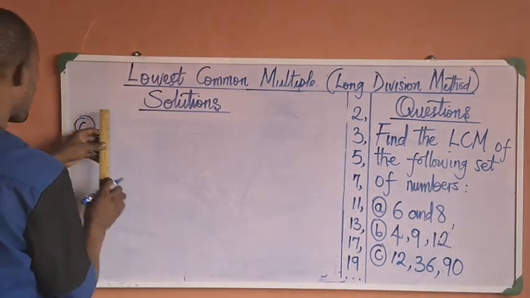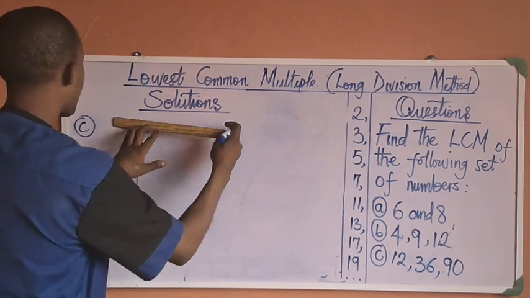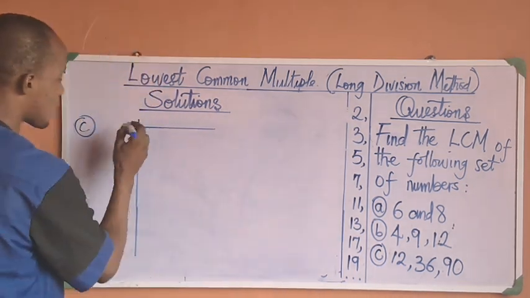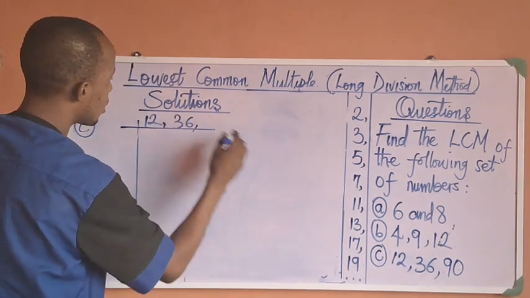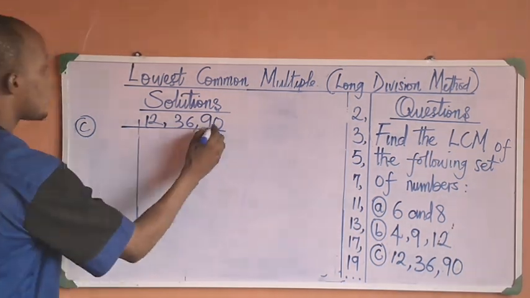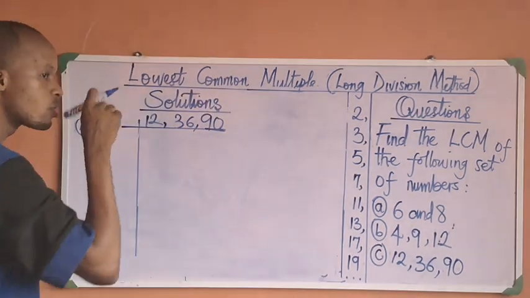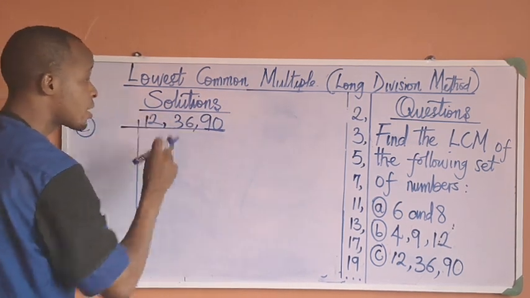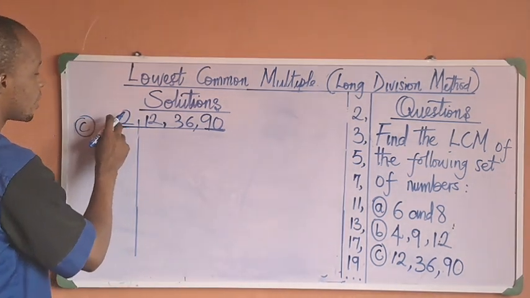Question C. I'm drawing now my division line. Very neat and straight. And then my given numbers are 12, 36, and 90. These are my given numbers. Okay, then I'm going to simply start using my prime factors to divide. And the first thing to consider is the least prime factor, which is 2. Can it divide any of the given number? The answer is yes. Okay, so I'm putting my prime factor here to divide.